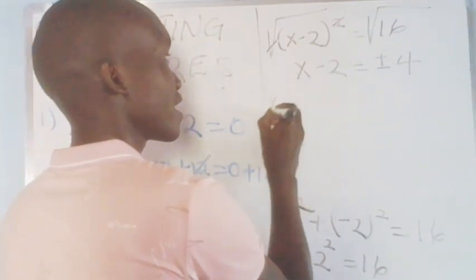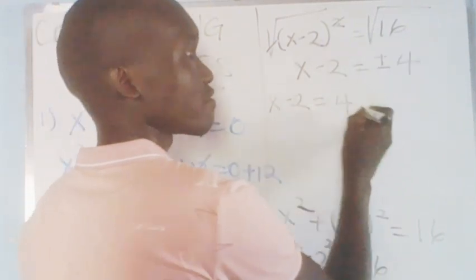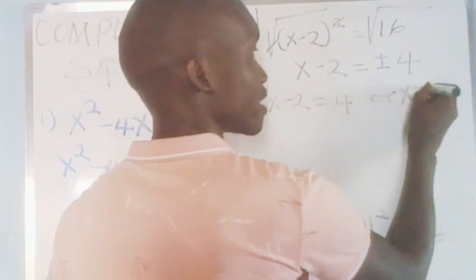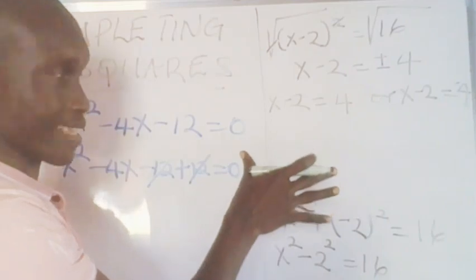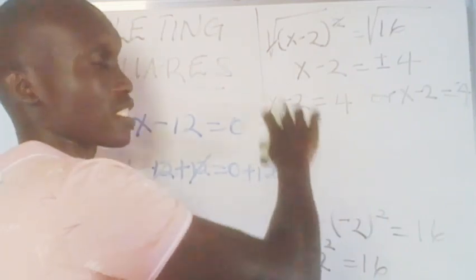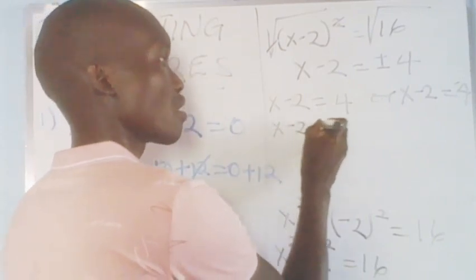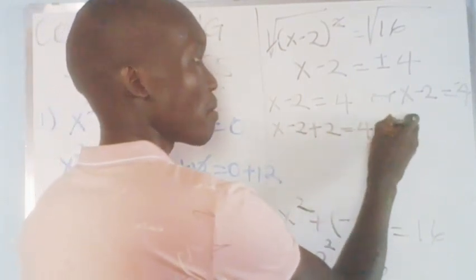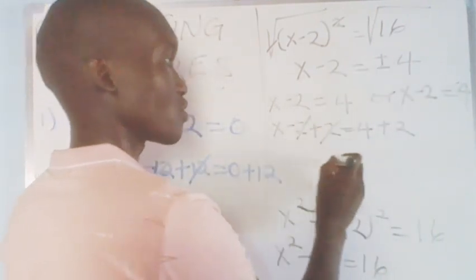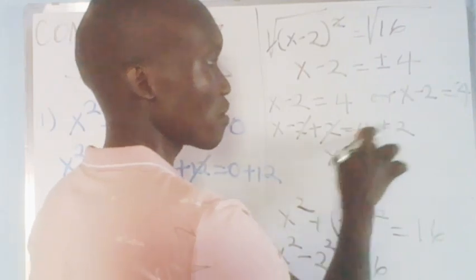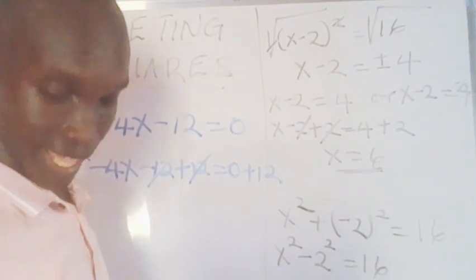Now we're going to have x minus 2 equals the first one, positive 4, or x minus 2 equals the second one, which is negative 4. Two values of x. Now we take the negative to the other side of the equation. We saw how to handle that. x minus 2 plus 2 equals 4 plus 2. So that the negative 2 and positive 2 will cancel. x equals 4 plus 2, that will be 6. That is the first value of x.